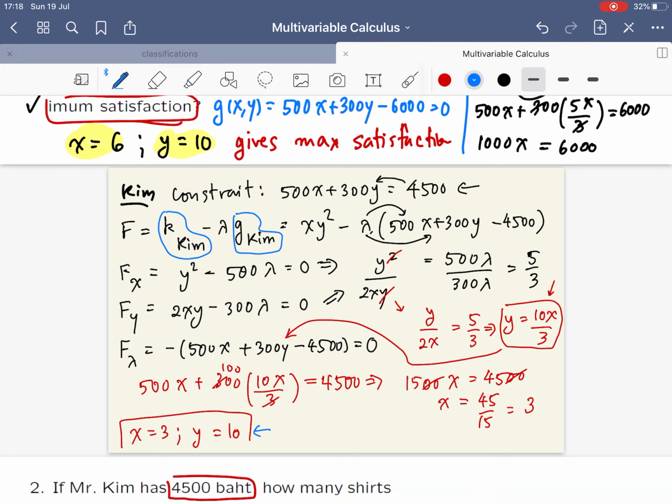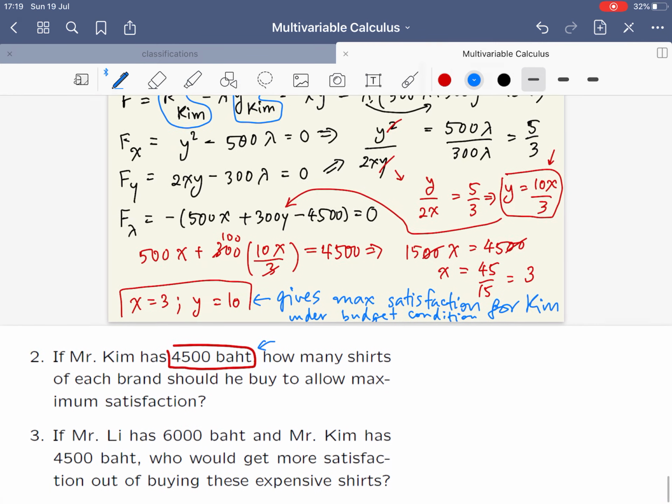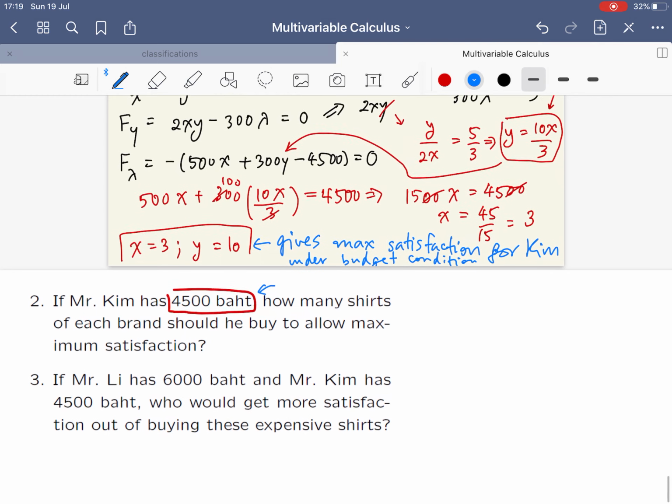However, this one again will correspond to the maximized satisfaction for Mr. Kim under the budget condition, under this kind of budget. Are we all right? This is a straightforward question.